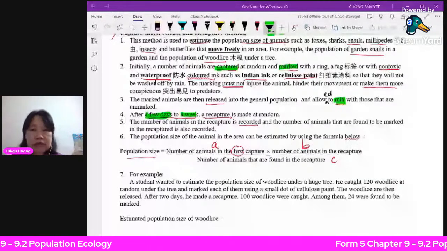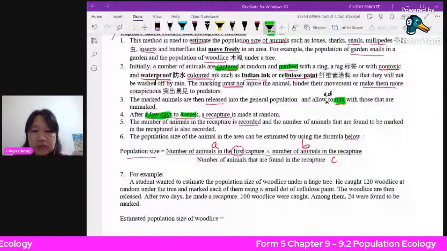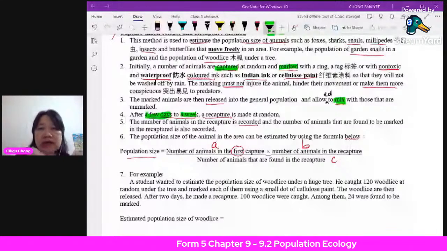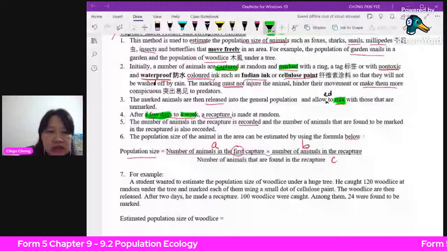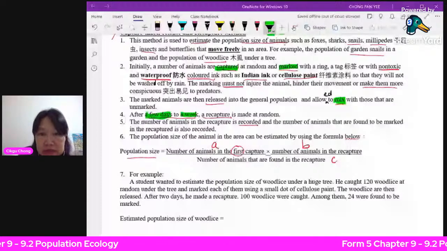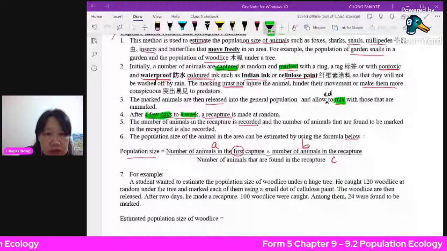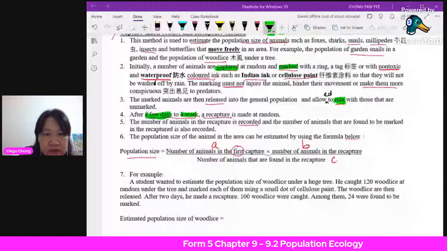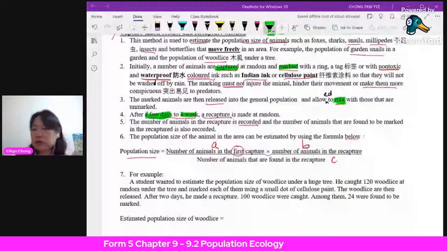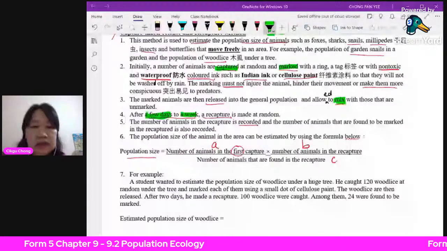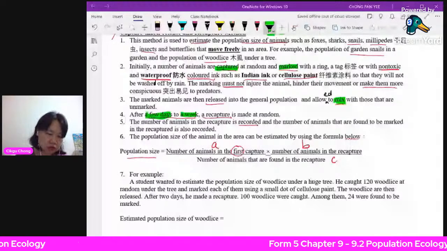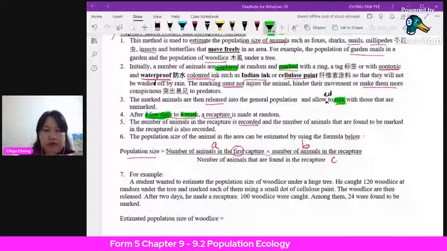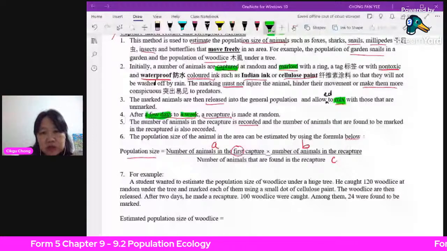So you put this in your formula. A times B divided by C. So the population size is 120 times your second capture, 100, divided by 24. Okay, so you work it out with your calculator. 120 times 100 divided by 24, you get 500. Now, what is the unit here? The unit here is simply woodlice.